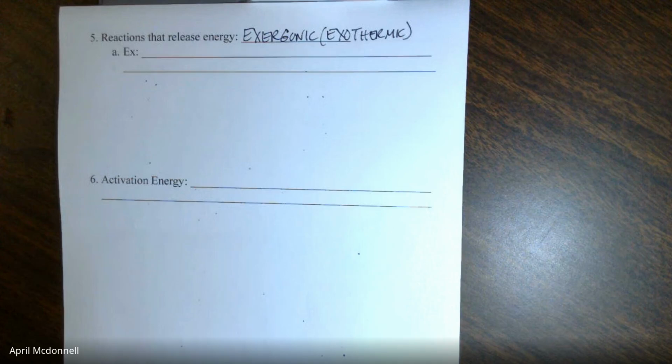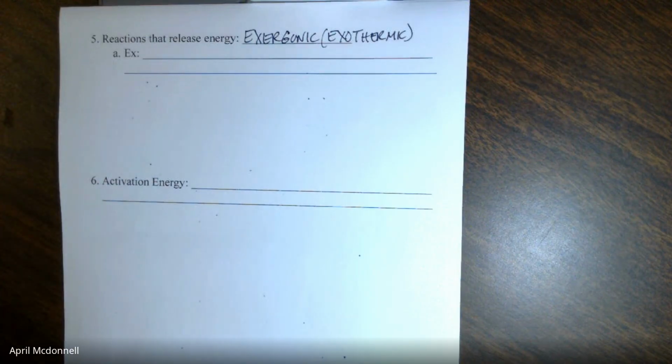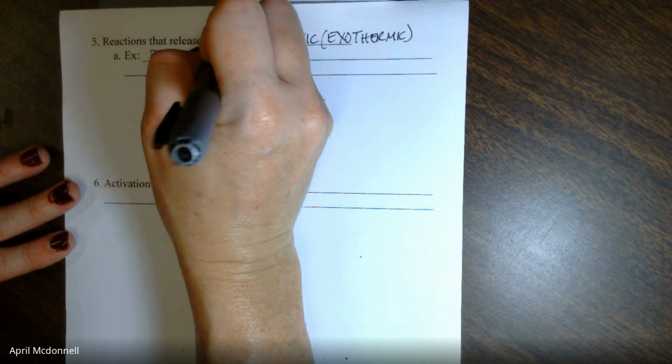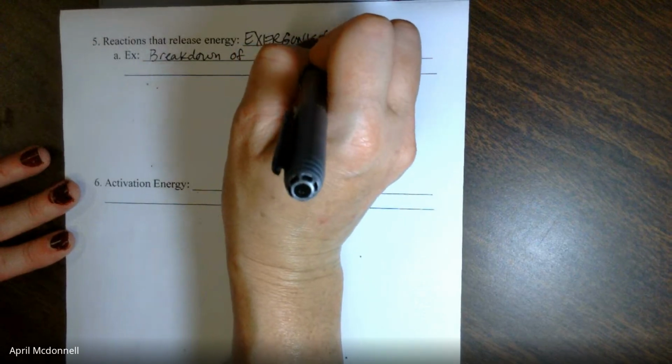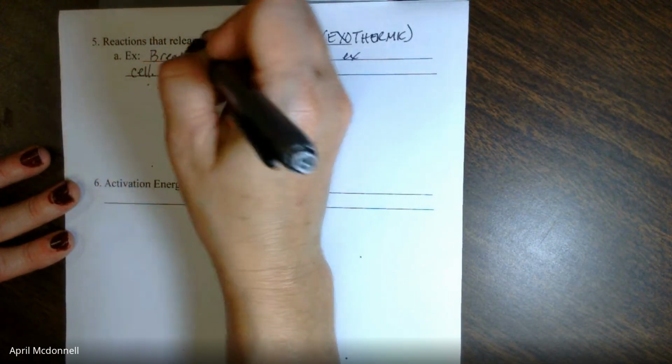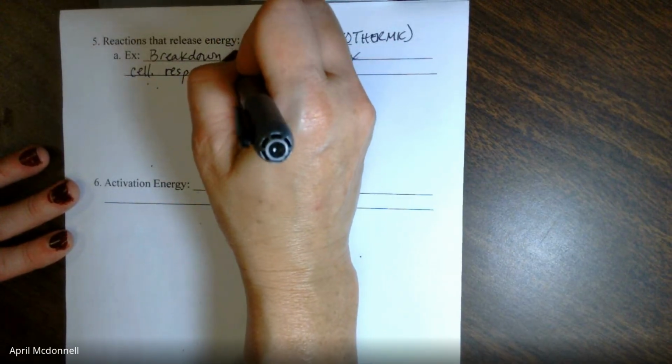An example of an exergonic reaction is any time during a reaction where a very large burst of energy is released. That type of reaction would be considered an exergonic type of reaction. So an example of an exergonic reaction would be the breakdown of any type of nutrients. Our example is cell respiration, a process that breaks down sugar.